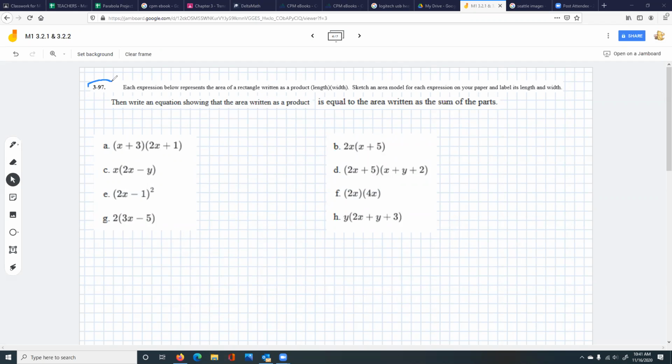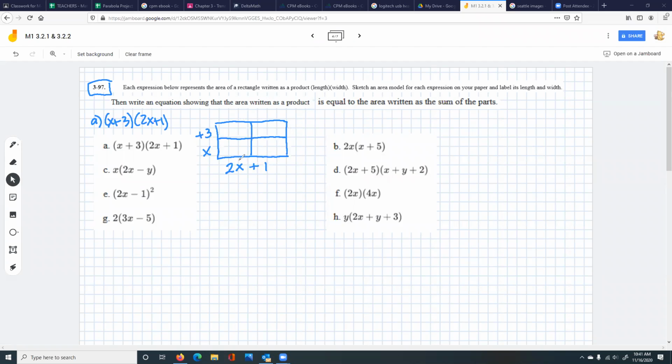So 3-97. Let's write down x plus 3 times 2x plus 1. Make a generic rectangle. It's a 2 by 2, right? So I'm going to go something like this. I could put the x plus 3 over here. I like to put the bigger one, since this is longer, so I'll put the 2x plus 1 over here, and then the x plus 3 is going to go like that. That is how you set up your rectangles. This is the work I need to see on your paper.